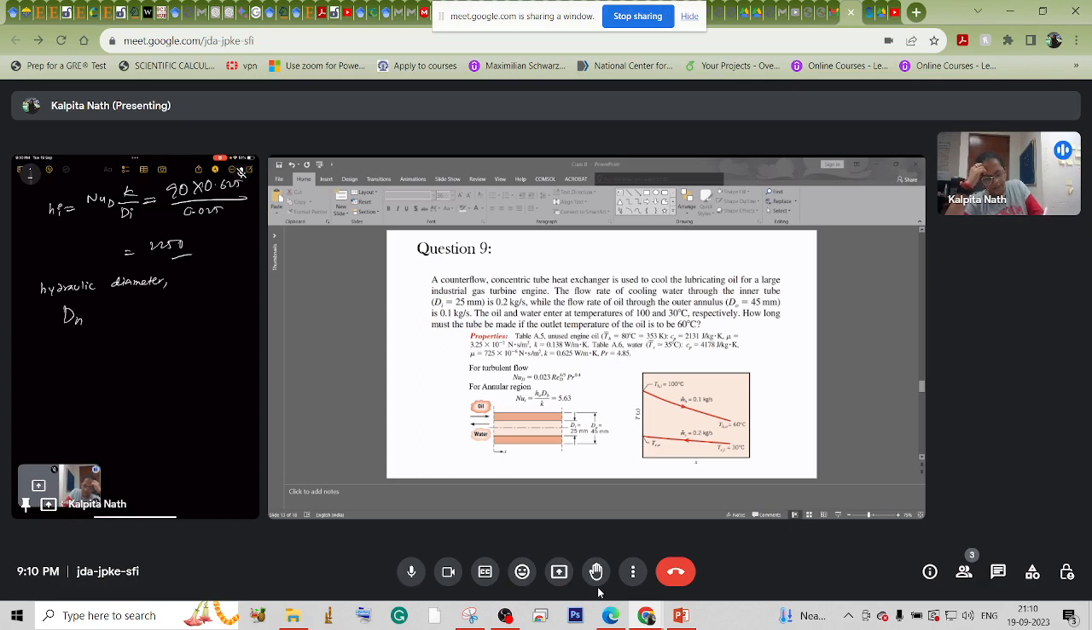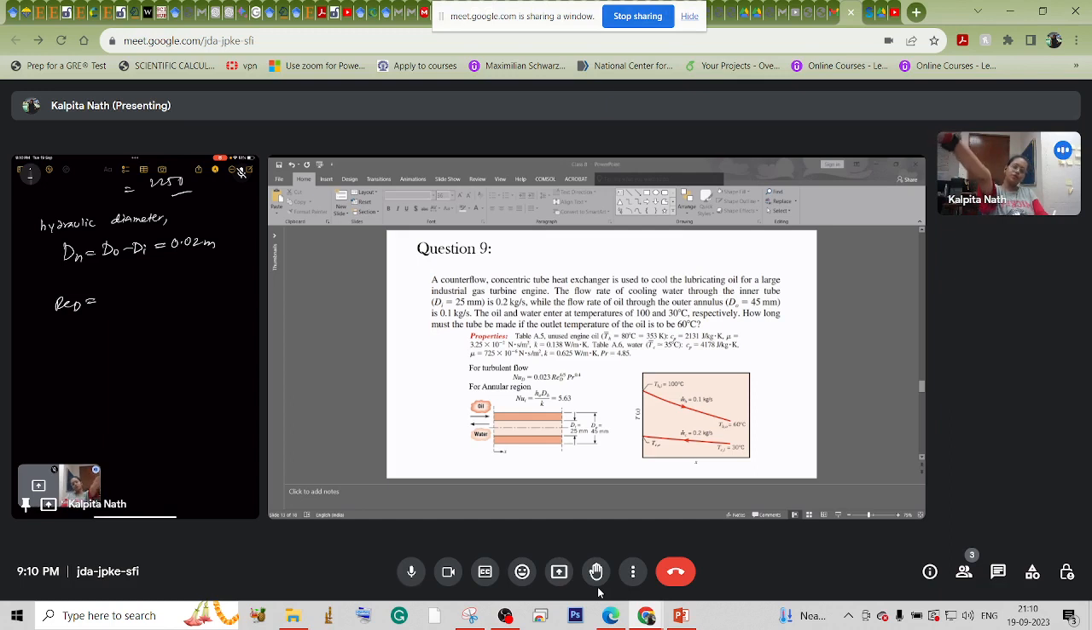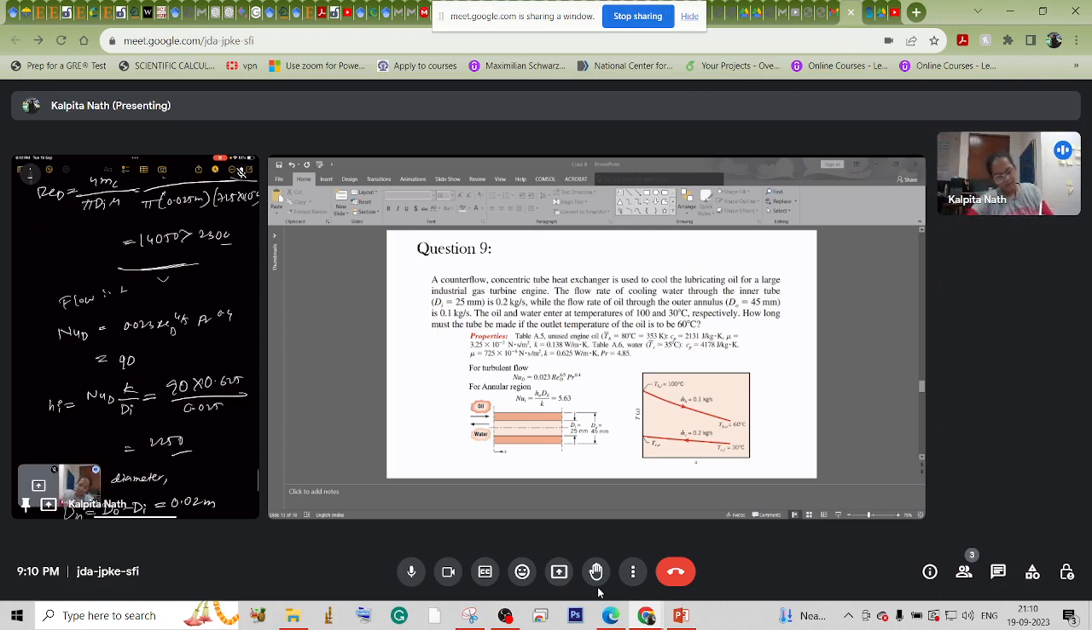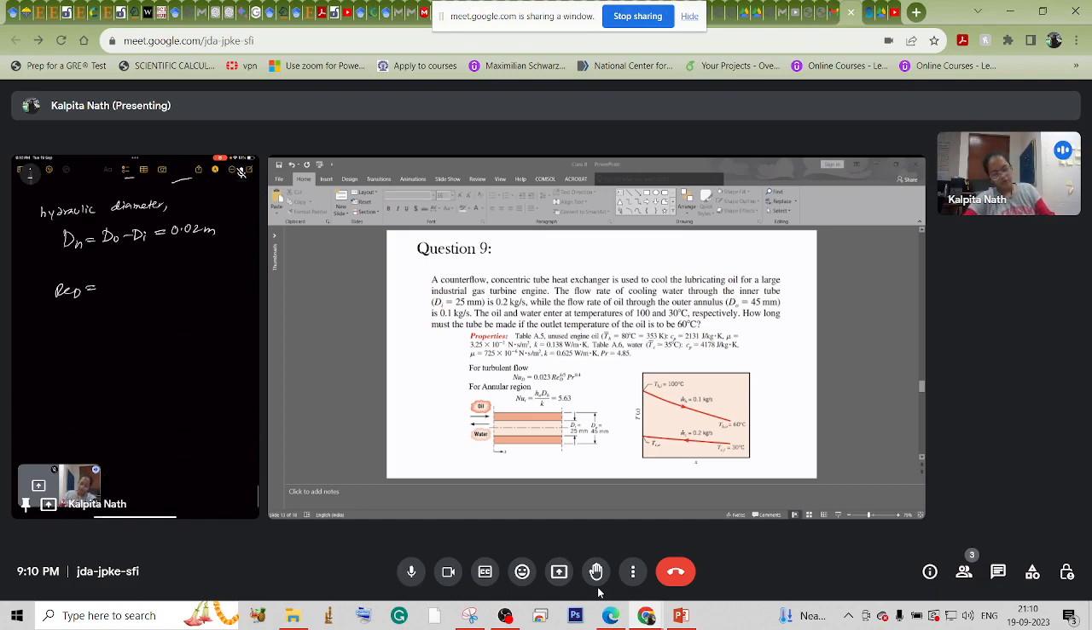So hydraulic diameter is equal to d naught minus di, which is 0.02 meter. Okay, so now the Reynolds number for the oil. For the oil also we need to find the h. For overall heat transfer we have found hi, and h naught we have to find. For finding h naught we need the Nusselt number, and for the Nusselt number we need the Reynolds number for the oil.